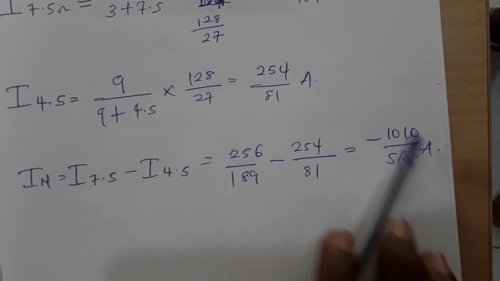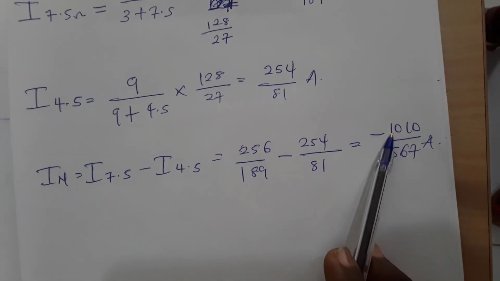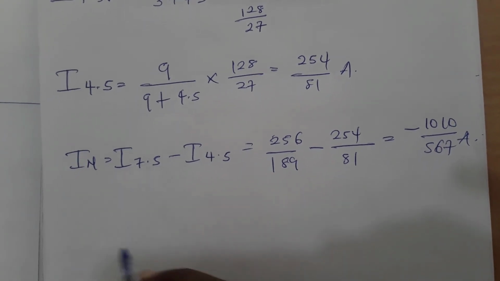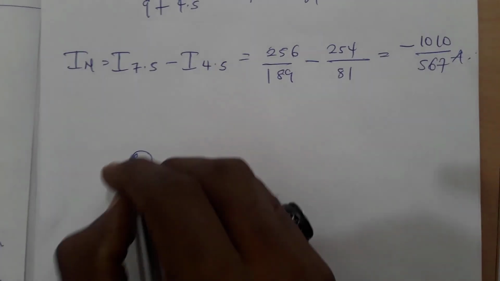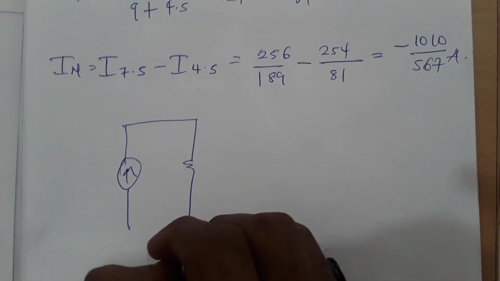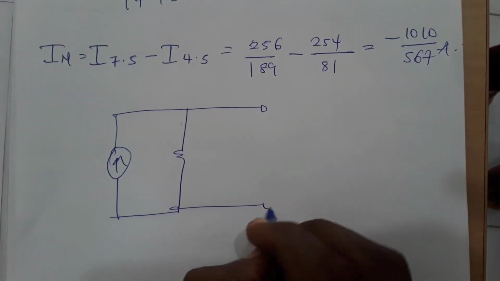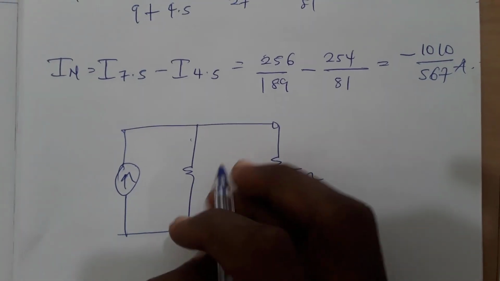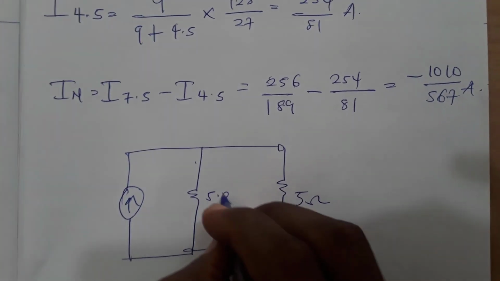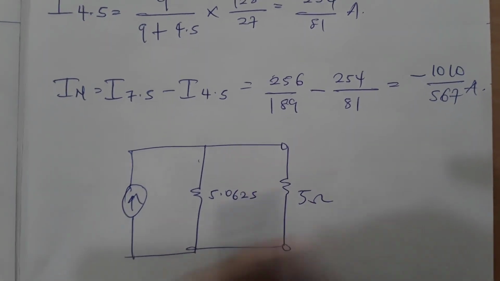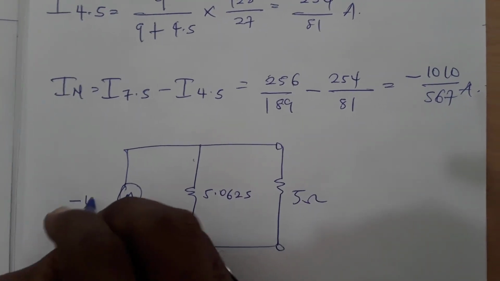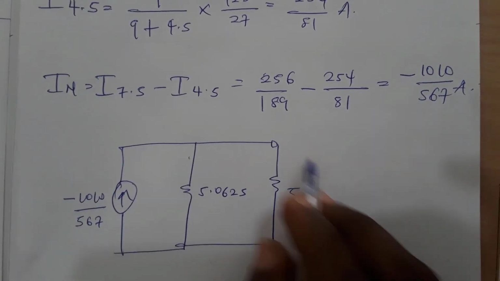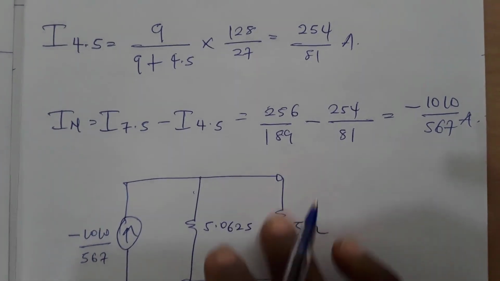So we know our IN, that's the short circuit current, and we know our RN. So what is left is to use the Norton's equivalent circuit to find the current through the 5 ohm. So here will be 5, here will be our RN, that is 5.0625, and our IN is minus 1010 out of 567. So using current division, we can find the current through this 5 ohm.